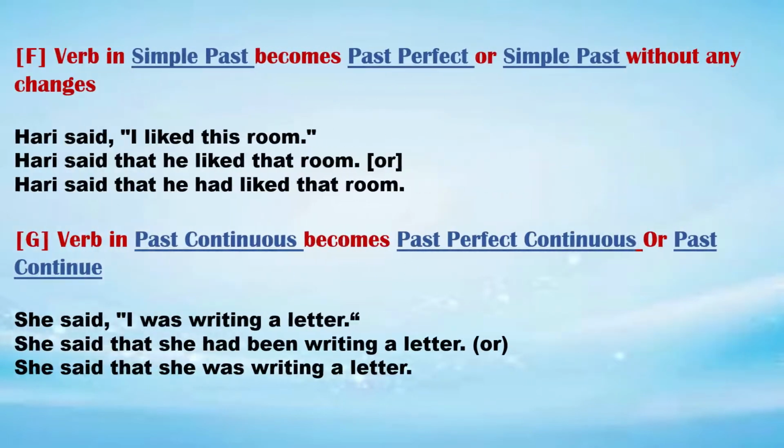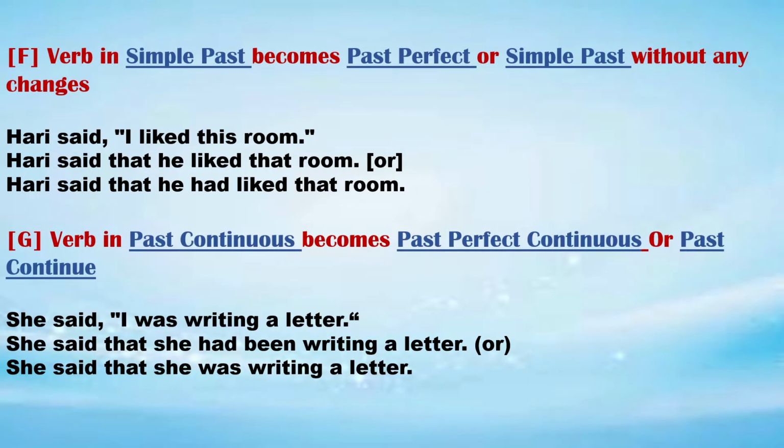Here, verb in simple past becomes past perfect, or stays simple past without any change. There is no change in indirect speech; the same tense may be followed. Example, Hari said, "I liked this room." In indirect speech, Hari said that he liked that room, or it may be past perfect: Hari said that he had liked that room. These are the two ways of using the tense.